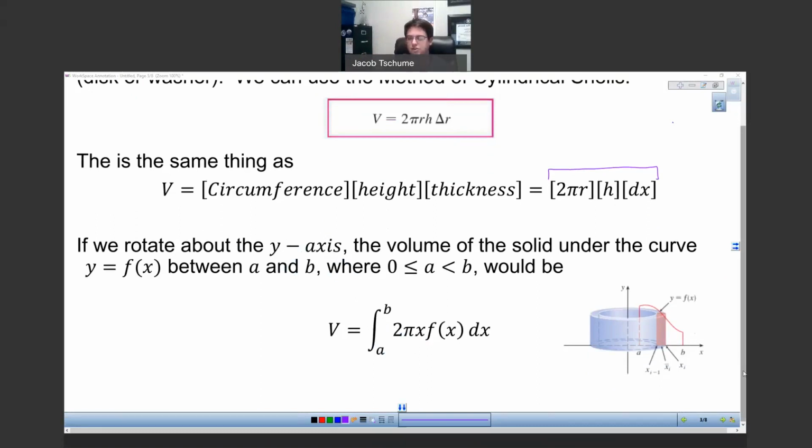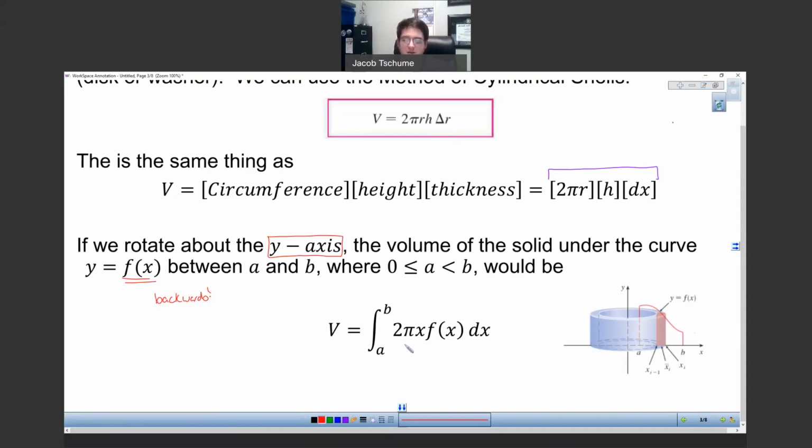A couple of things to note about the method of cylindrical shells. Number one, you notice that these are functions of x, but you are rotating around the y-axis. That is because you will have to work backwards with this method. This technique is very helpful when you're rotating around, let's say, the y-axis, but everything is written in terms of x's.